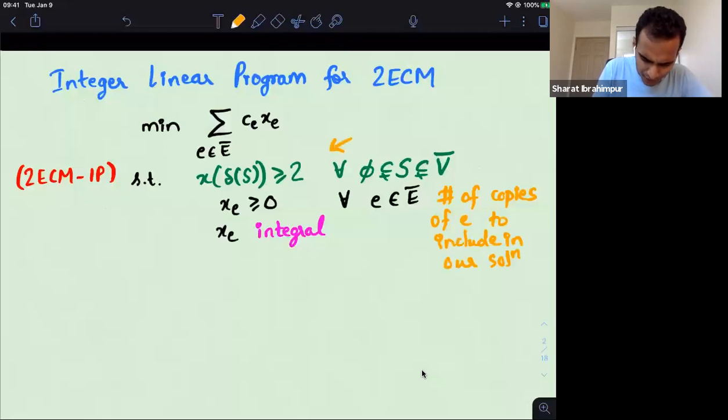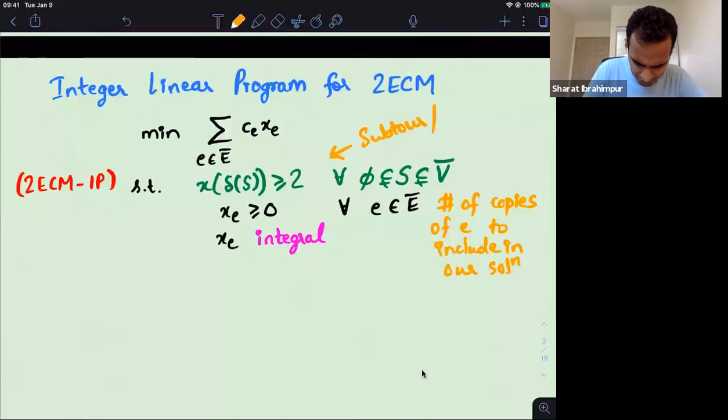you might have seen these before. They're mostly called subtour elimination constraints. But because we are not really talking about tours right now, I'll also call them 2-edge-connectivity cut constraints. And there's an integrality restriction on x_e. So this is the IP for this problem.